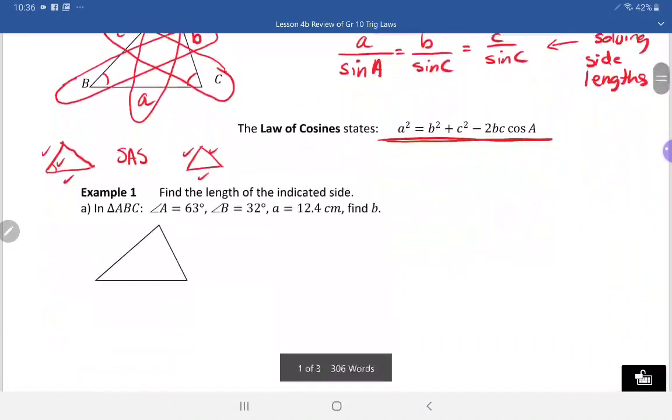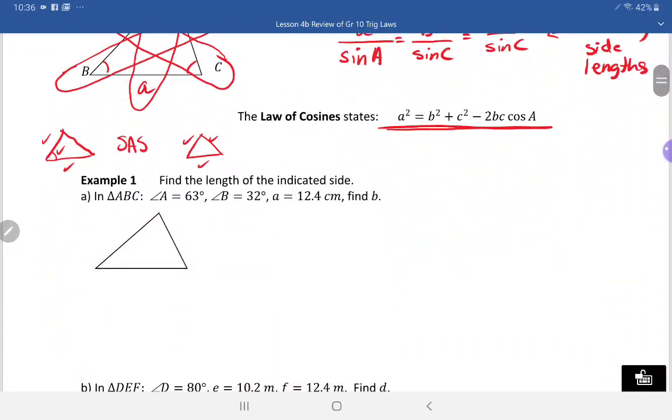Let's do some practice questions. So find the length of side B in this case. Let's just take our triangle and put on the information. So angle A is 63 degrees. It doesn't matter if it's drawn to scale, and it doesn't matter where I place A, B, and C, as long as I put in the correct sides and angles. So angle B is 32 degrees, and lowercase a is 12.4, so that's over here. And our goal is to solve for b.